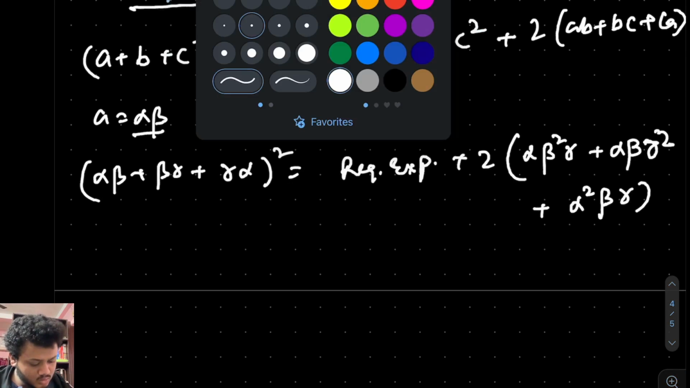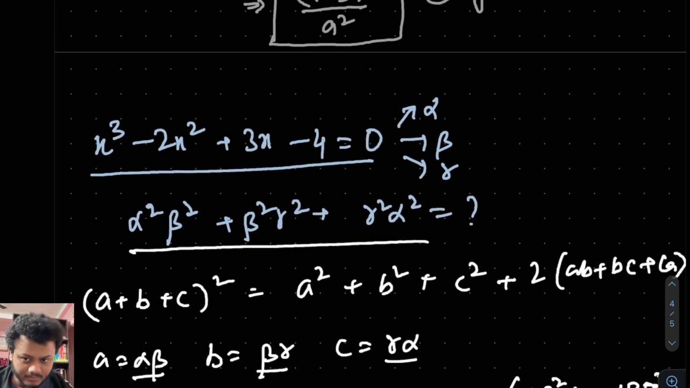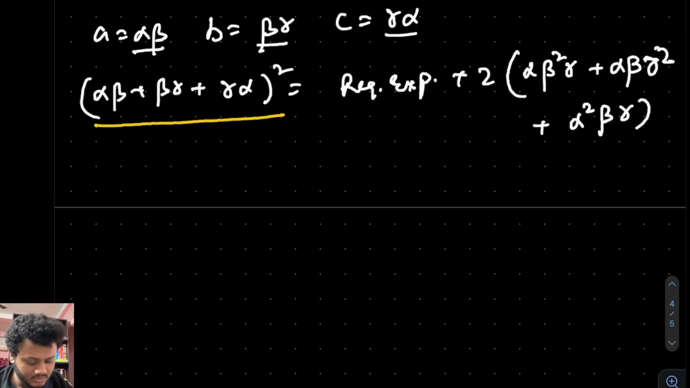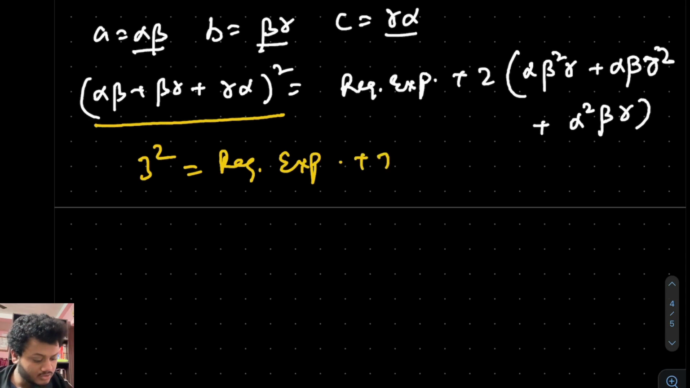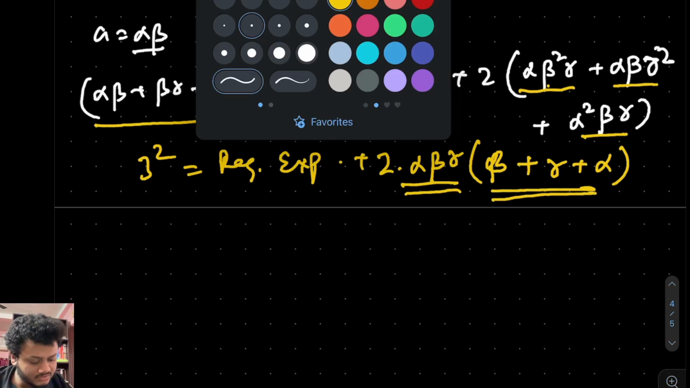Now what you can do is simplify the expression. You already have this term. Where do you have this term? Here. So the two expressions taken together, this will be 3. So 3 squared is equal to our required expression plus 2 into, look, we can take alpha beta gamma common from each of them. If I take alpha beta gamma, this expression will become beta, this expression will become gamma, and this expression will become alpha. So do you have this expression? Yes. Do you have this expression? Yes. So let's find the expression.